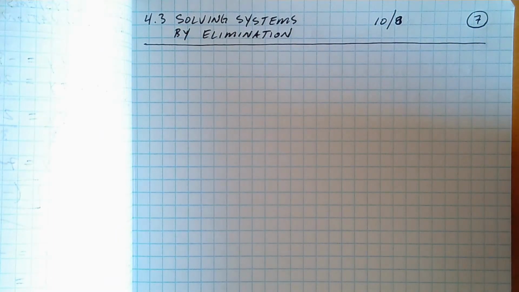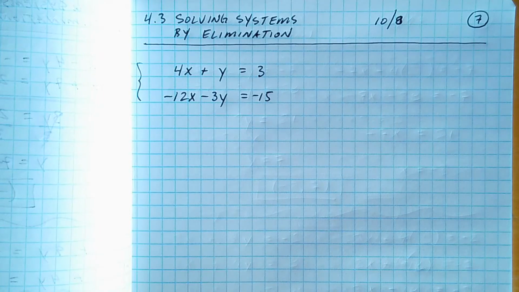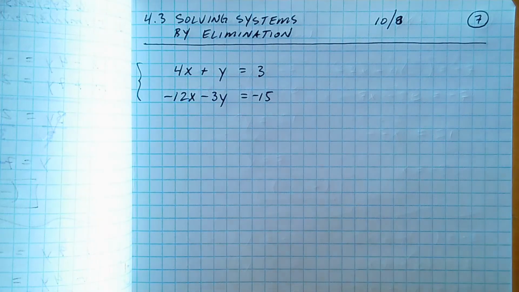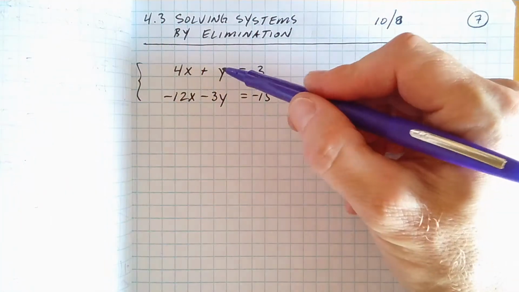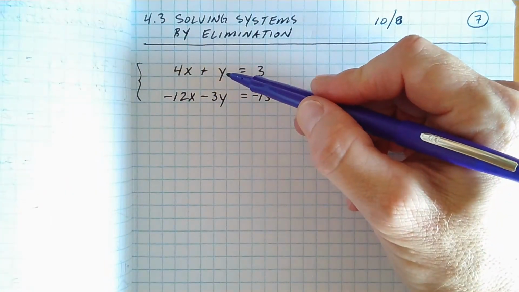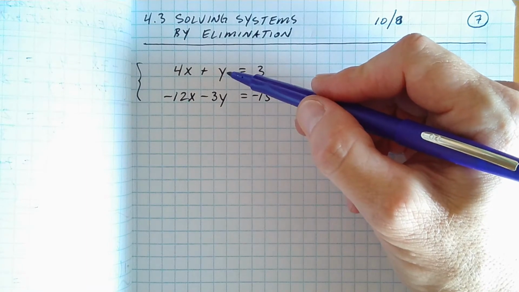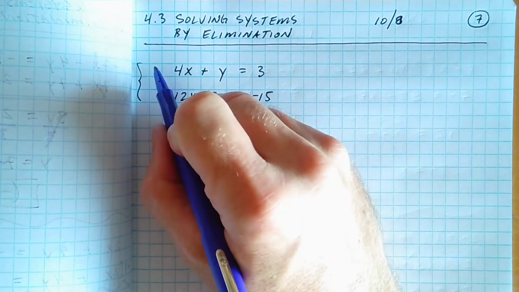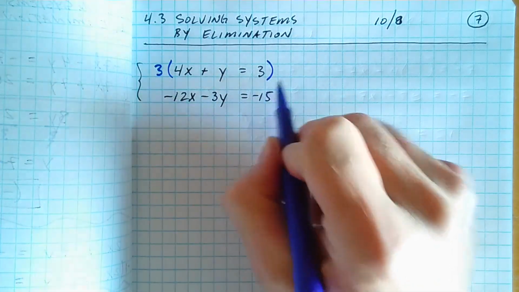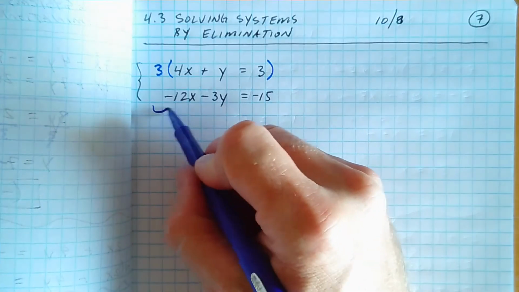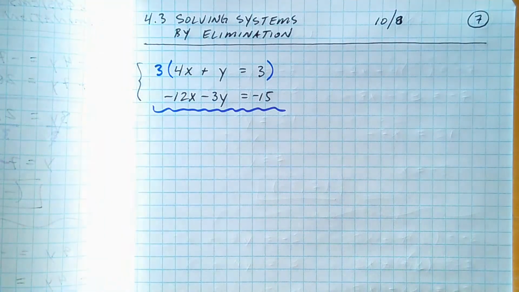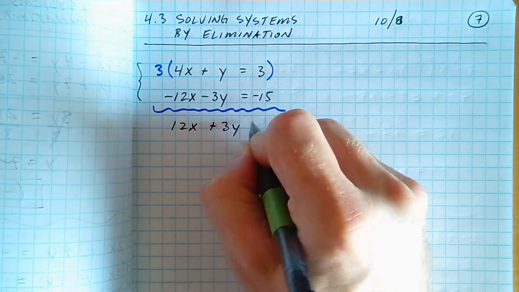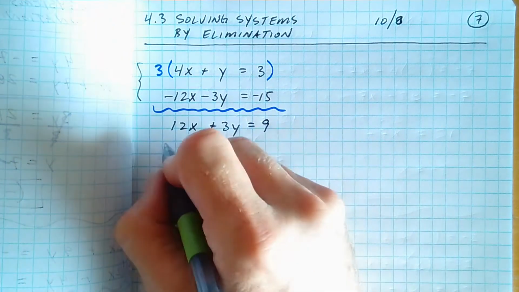Let's do another one. All right, we have 4x plus y equals 3 and negative 2x minus 3y equals negative 15. So right away I see this with the 1 coefficient, the phantom 1 coefficient right in front. So I'm going to look to this y right here, and I can see that if I multiply everything on this top one by 3, what I'm going to end up with is 12x plus 3y equals 9.